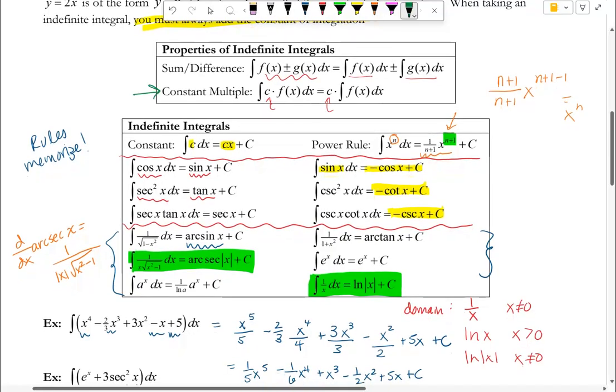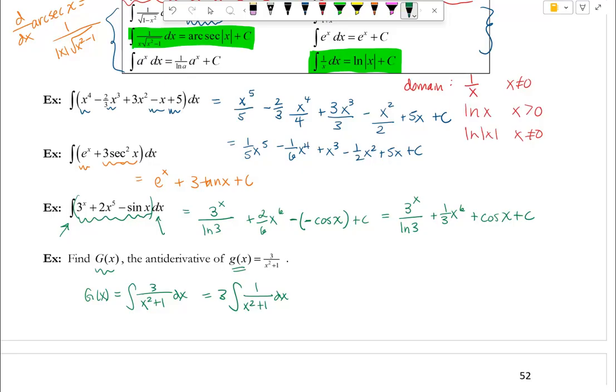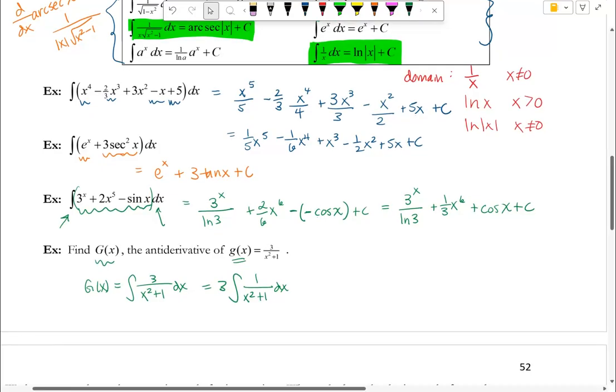Just looking for where that rule's written down. So if I have a constant multiple, I can pull that out. And I could think of this as 1 over x squared plus 1 dx. And I will recognize that that is arctangent. So I know that the derivative of arctangent of x is 1 over 1 plus x squared, or x squared plus 1. So we end up getting 3 times the arctangent of x plus c.